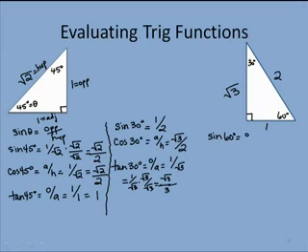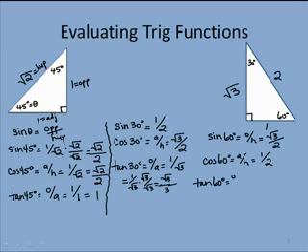Sine of 60 is opposite over hypotenuse. Opposite is square root of 3. Our hypotenuse is 2. The cosine of 60 degrees is adjacent over hypotenuse. Our adjacent side is 1 and our hypotenuse is 2. And our tangent of 60 degrees, tangent is opposite over adjacent. Opposite is the square root of 3, adjacent is 1, so that's just the square root of 3.